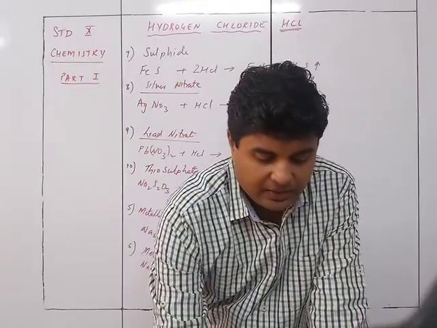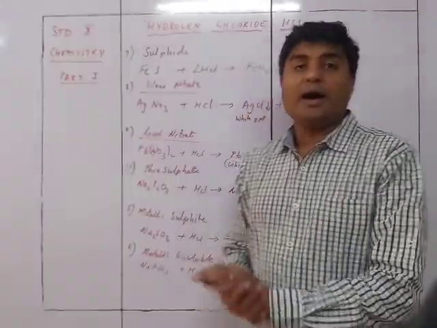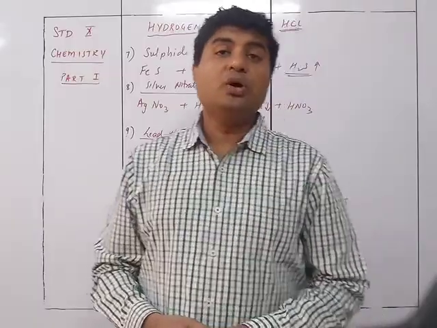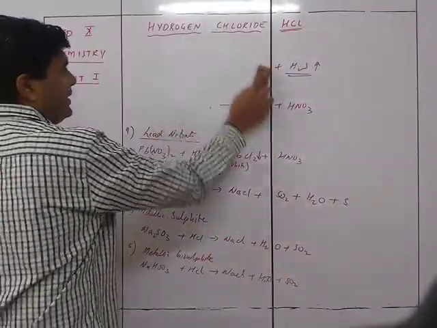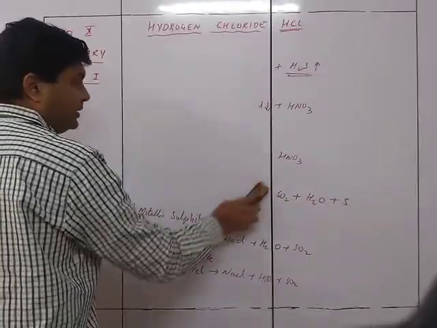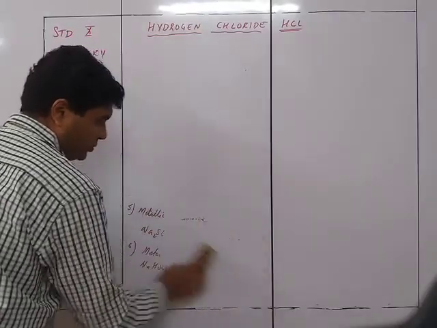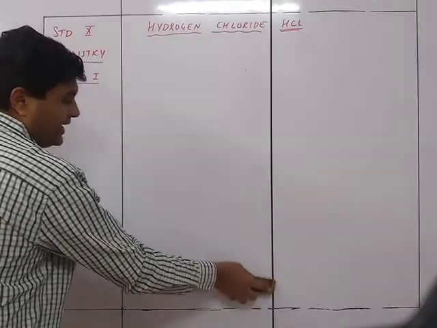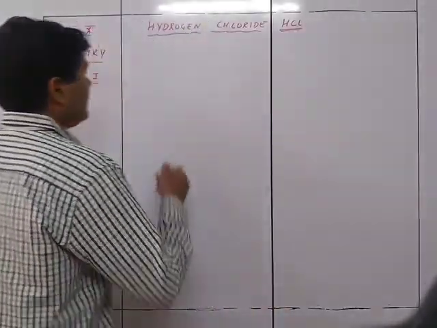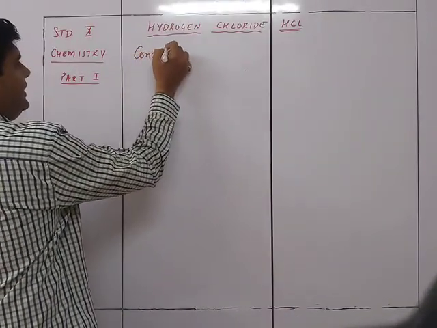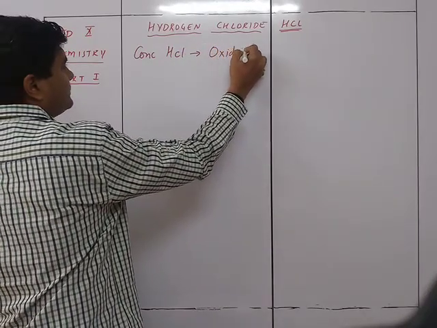Now we see, this was dilute hydrochloric acid. Now we come to concentrated hydrochloric acid. So we have got certain kinds of reactions which are typical in the case of a concentrated acid of HCl. The main thing is that concentrated hydrochloric acid is an oxidizing agent.